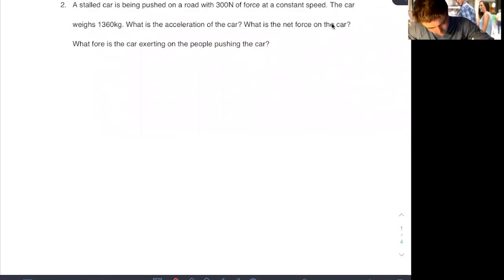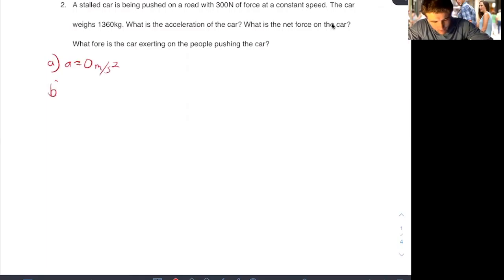So A, the first one, what is the acceleration of the car? The problem sort of gives us a hint. A stalled car is being pushed on a road with 300 newtons of force at a constant speed. We know that acceleration is the measure of the change in velocity with respect to time. There is no change in velocity here. It's going at a constant speed. So therefore, acceleration is going to be 0.